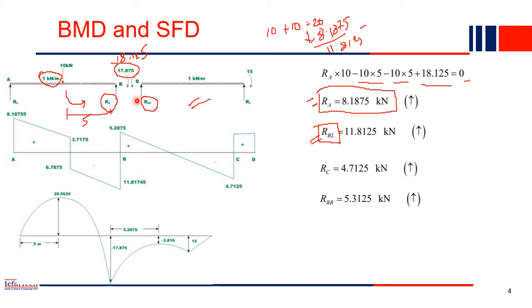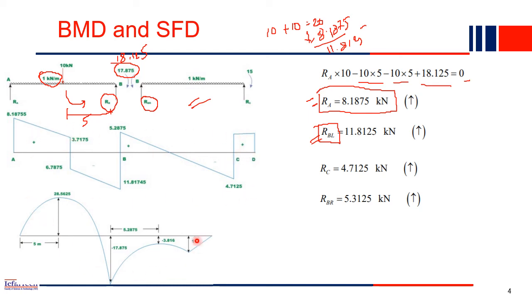Then again the UDL is acting, so UDL means again go down. At point C, again you have the RC value. RC value is 4.75, so you reach here. Then at this point you have 0. So this is our shear force diagram.